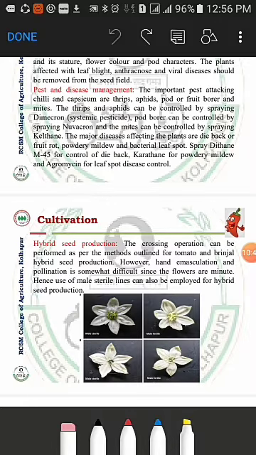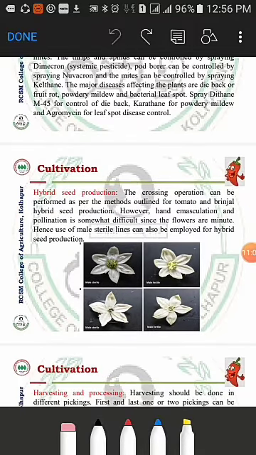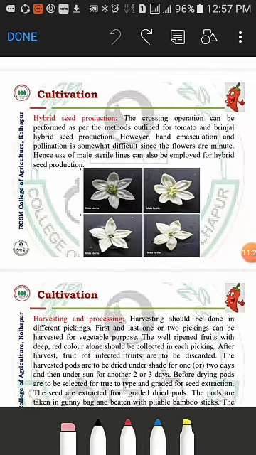Hand emasculation and pollination is somewhat difficult because the flower size is very small, and in that case we cannot pollinate each and every flower. So male sterile lines are used, that is GMS and CGMS lines, for hybrid seed production. Most students forget to write down this hybrid seed production program when there is a question on seed production. You have to write down this method.